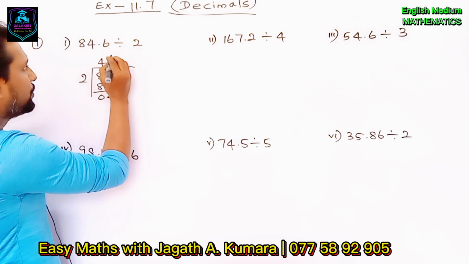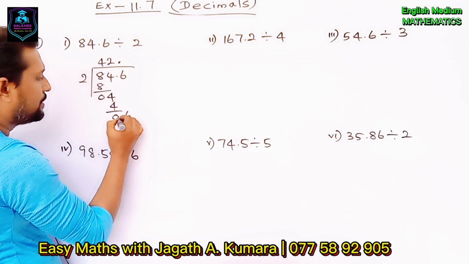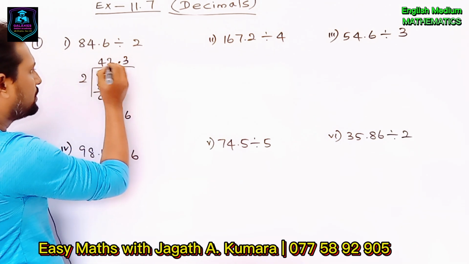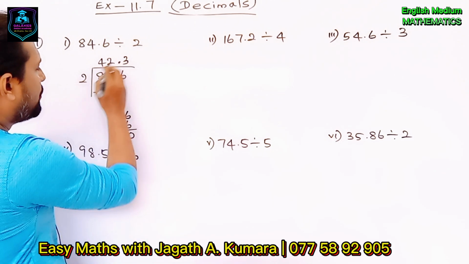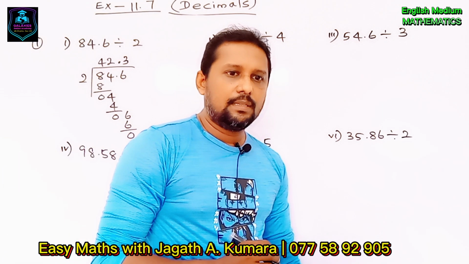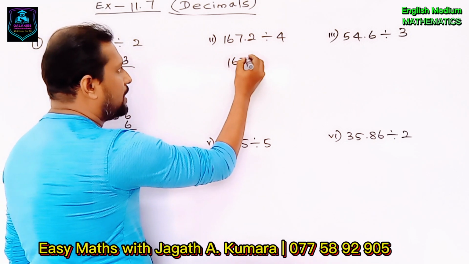4 divided by 2, 2. 2 times 2, 4, remaining 0. Then the next digit you can get here. 6 divided by 2, 3. 3 times 2, 6, 6 minus 6, 0. So what is the answer? 42.3, right? 42.3. Then let's go to the second part, also using the long division method, you can get the answer.